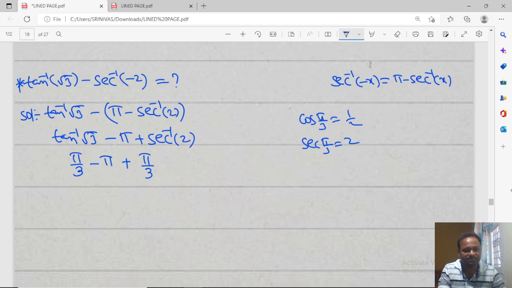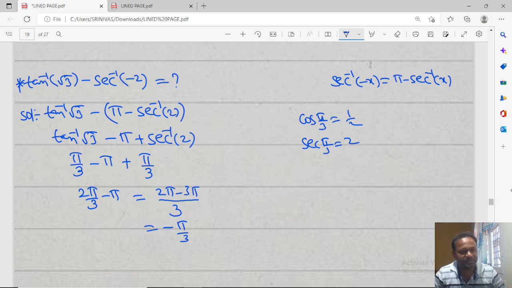Pi by 3 plus pi by 3, how much? 2 pi by 3 minus pi. Okay, LCM will be 3. 2 pi minus 3 pi. So the answer is minus pi by 3. Okay? So the answer will be minus pi by 3. Okay, so these are very, very important and easiest problems.